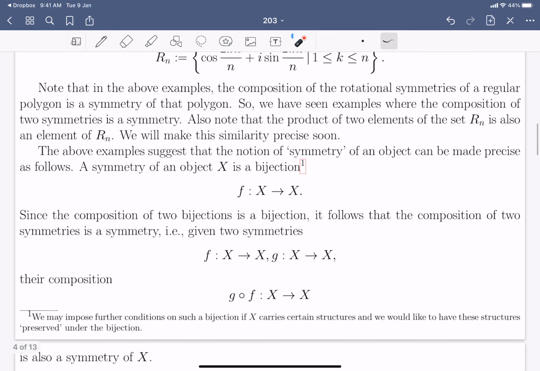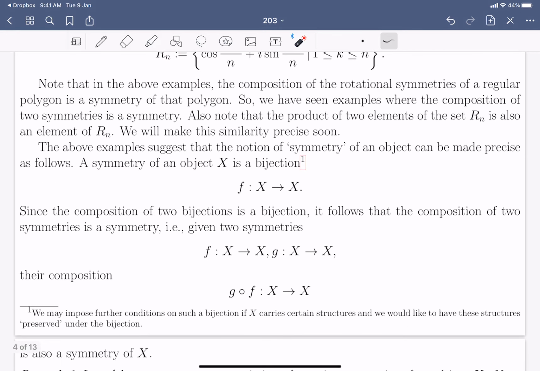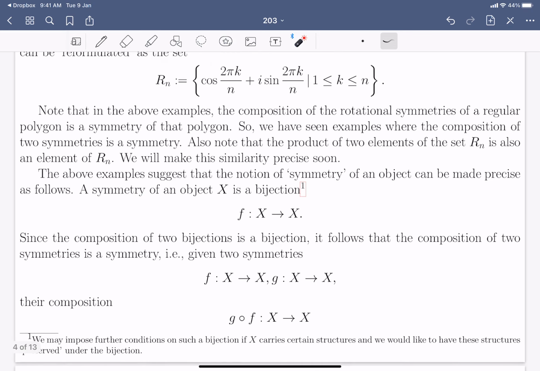This somehow suggests that if you take two symmetries, the first question that comes to our mind is: what do we mean by a symmetry? And then it will be interesting to wonder about what happens when you take two symmetries and combine them, or compose them together, or apply them successively. A symmetry should be a bijection.